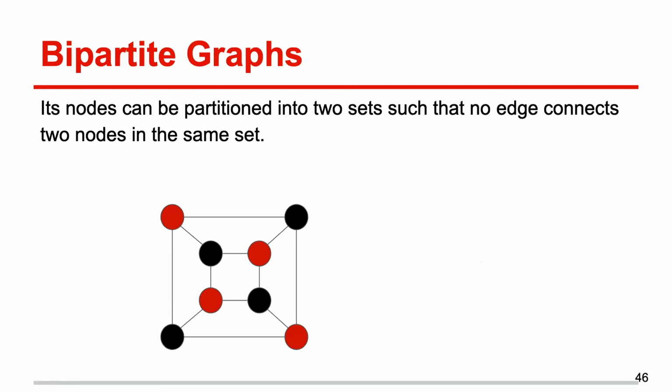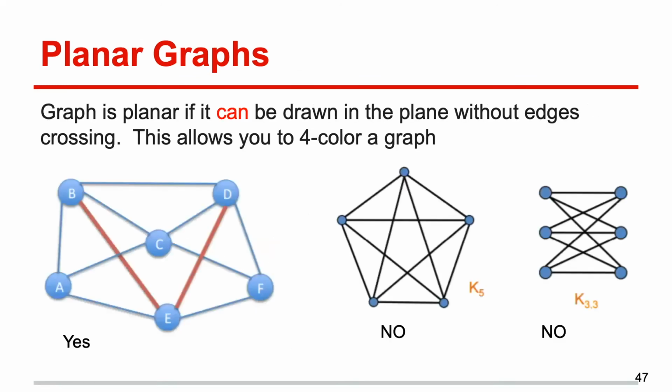Bipartite graphs. Usually it's just one side and the other, though I chose one arranged in a different way. You can see the edges only go between the two sets, not inside each set. In this kind of graph, the nodes can be partitioned into two sets such that no edges connect two nodes in the same set. So I can color them differently across each edge. The third kind is planar graphs. A planar graph is one you can draw without the edges crossing. And the first one is a planar graph.